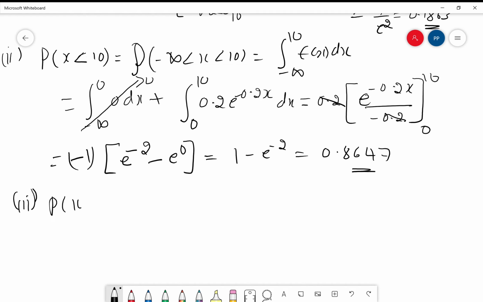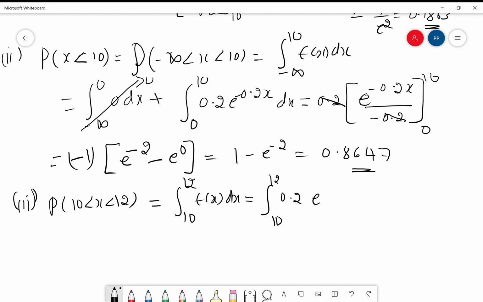This is P of 10 less than x less than 12, which is nothing but the integral from 10 to 12 of f of x dx. And since 10 to 12 is a part of the positive interval, there is no need to divide the integral into integrals. Just take the function as 0.2 times e power minus 0.2 x, exactly the same as the previous integral, only the limits are different, 10 and 12 now. So I can directly write it. Minus 1 outside, the upper limit is 12 now. You get e to the power minus 2.4 minus e to the power of the lower limit 10.